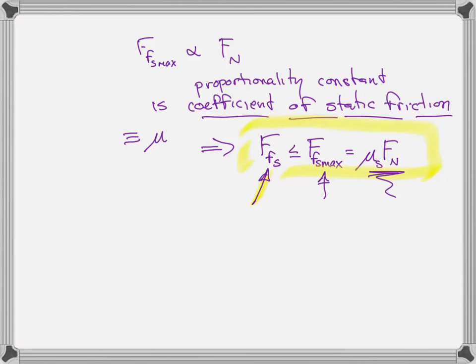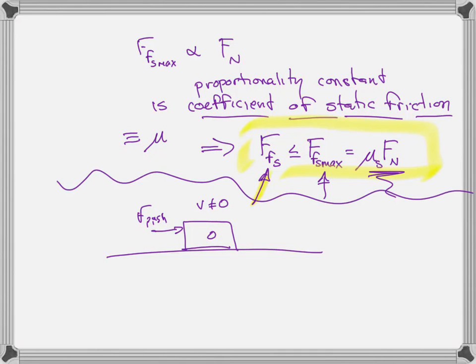But once we get a body moving, so now let's say we take our box of Girl Scout cookies and we're exerting some kind of push on it and it's moving now, v is not equal to 0. It is no longer static friction. It is now called kinetic friction. There's still friction, a resistive force, because we're still sliding against the ground. And this is the important thing about kinetic friction: it is not dependent on how hard you push.